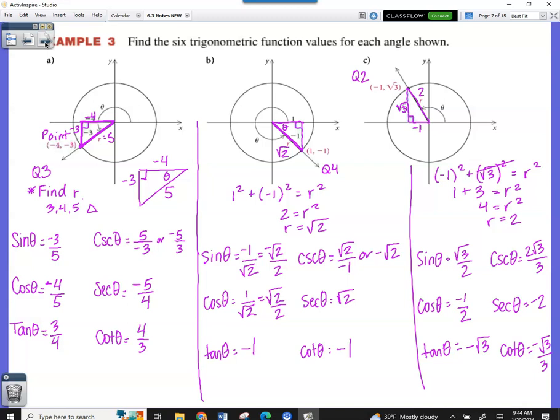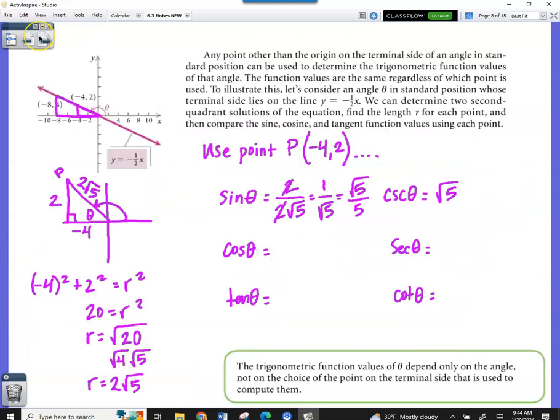Then here, it was the same exact thing. Instead of giving you the picture to start with, they gave you the point. So you labeled where the point would be, and then you drew your right triangle, and you labeled your x, your y, found your r, and you found your 6 trig functions. Right?